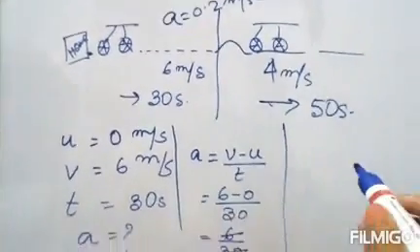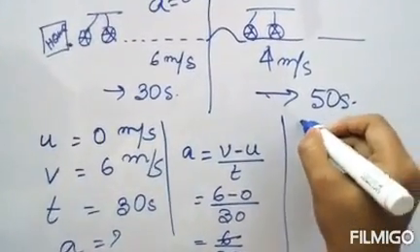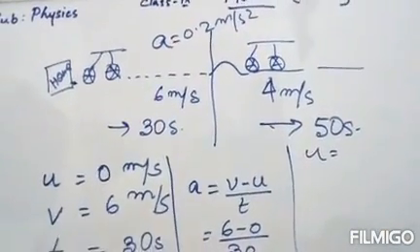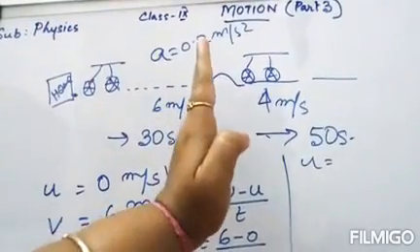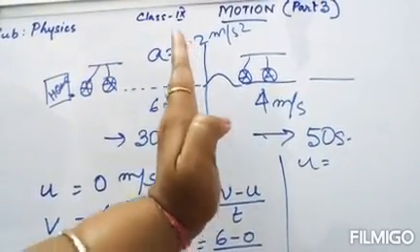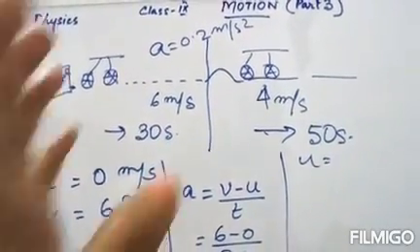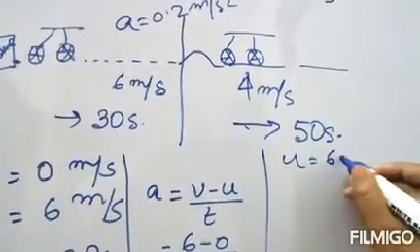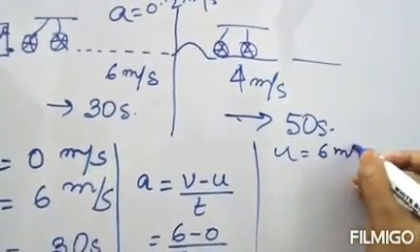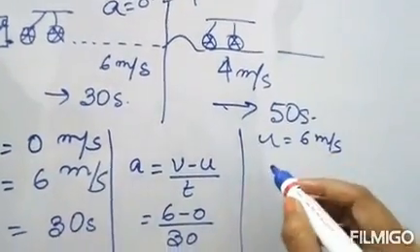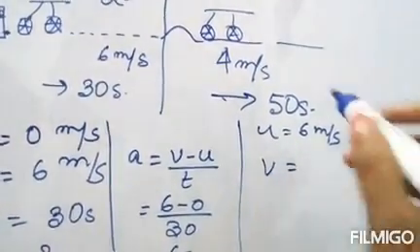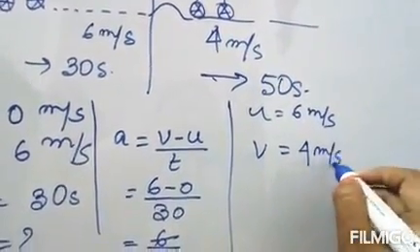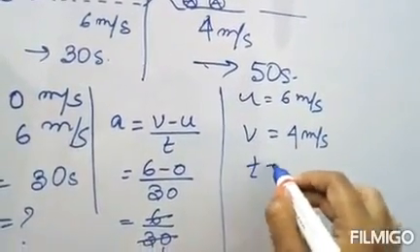Now in the second case, what is your initial velocity? Here your initial velocity will be 6 meter per second, because this part you have already covered. Now when you are calculating the next part acceleration, where you have slowed down, your initial velocity was 6 meter per second. And what is your final velocity? For 50 seconds you were moving with 4 meter per second. Correct? And time was 50 seconds. Right?